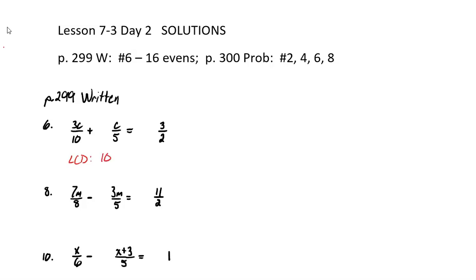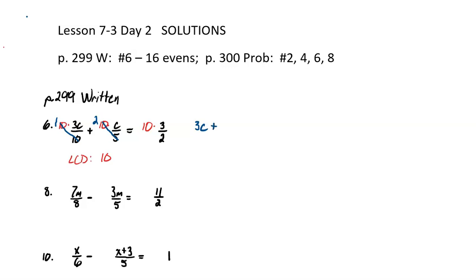Multiply all terms by 10. Notice I've left space in front of each term in order to do this. 10 here, 10 here, and 10 here. Now reduce, also called cancel. 10 in the top, 10 in the bottom, reduces to 1. 1 times 3c makes 3c. In the middle, 10 in the top, 5 in the bottom, reduces to 2.